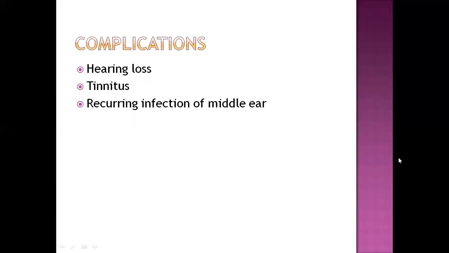Complications of otitis media can be hearing loss, which is a gradual process. Hearing worsens to hearing loss. Tinnitus, which is a ringing sensation in the ear. Also, there can be recurrent infection of the middle ear. If there is recurrent infection of the middle ear, it can get transmitted to the upper airway, causing infections like pharyngitis, rhinitis. Such infections can also occur.